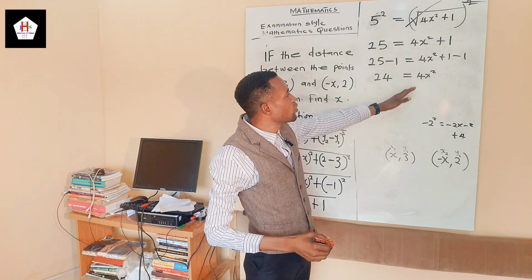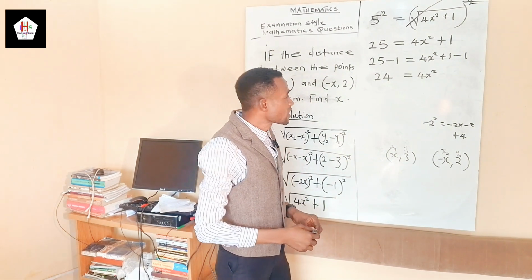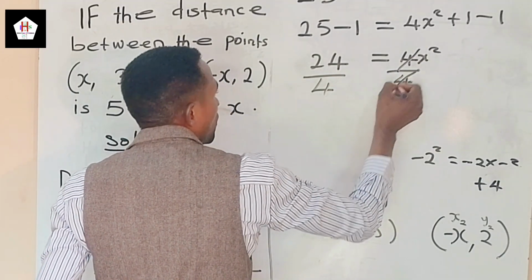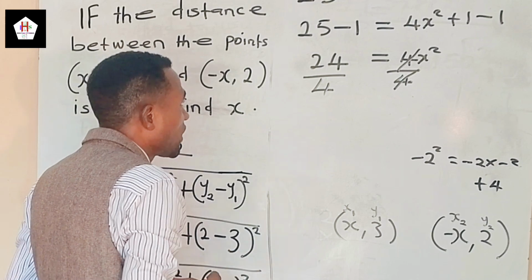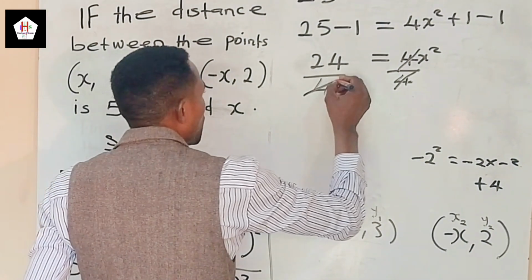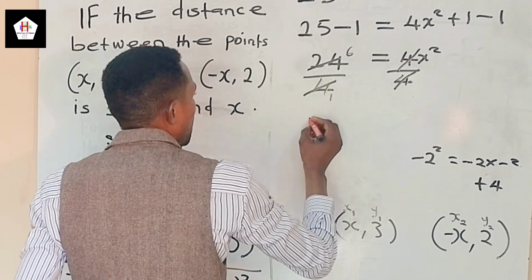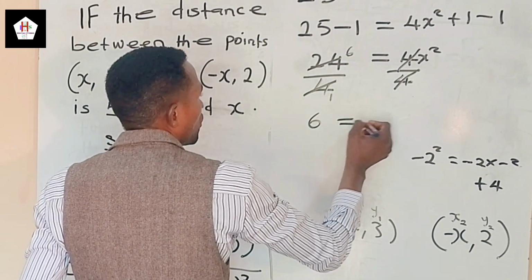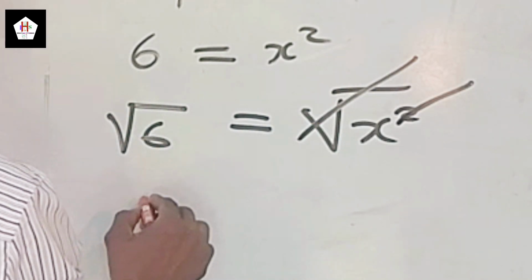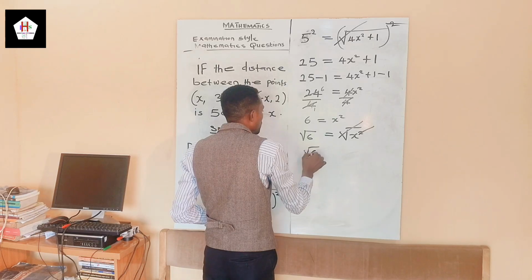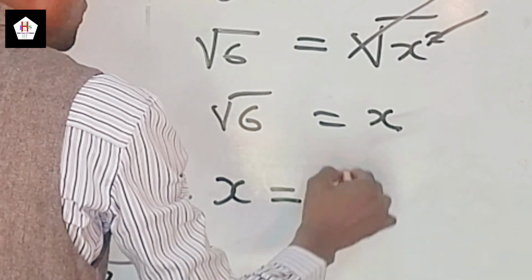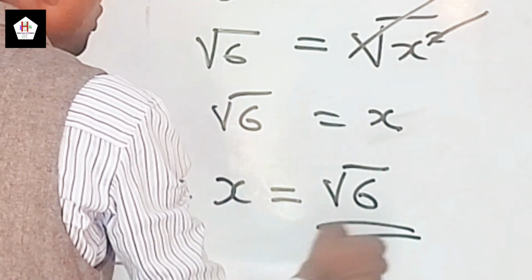Then the next thing we are going to do is to divide both sides by 4. Dividing both sides by 4, we have 24 divided by 4 gives 6. So 4 here 1, 4 here 6. It means that we have 6 equal to x squared. And do away with this and this. And at the end of the day, we have root 6 equal to x. Therefore, x is equal to root 6. And that is your answer.